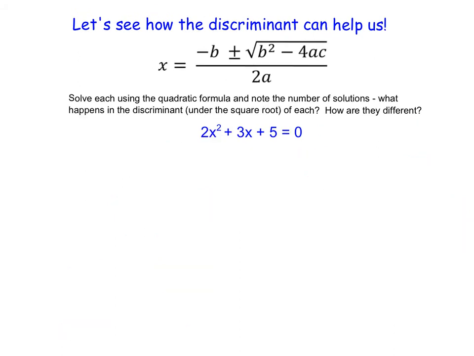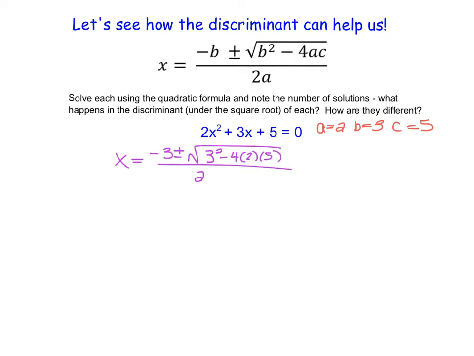So let's take a look at one more example here. Here we have an a value that's equal to 2, a b value equal to 3, and a c value that is equal to 5. If we start off with the quadratic formula, we have x equals negative b plus or minus the square root of b squared minus 4 times a times c, all over 2 times a. So I've substituted all of my values in there, and then I'm going to focus here on the discriminant.